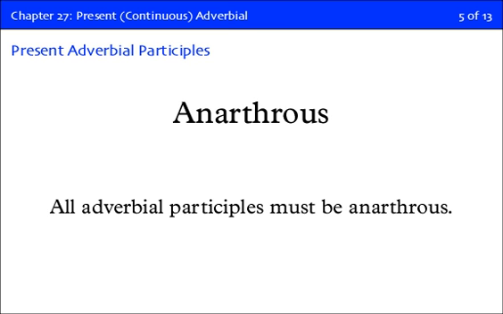The big clue, when you're just reading the New Testament and you come across a participle, is if it's anarthrous. What does that mean? If it is not immediately preceded by the definite article, it is probably adverbial. Let me say it a different way. All adverbial participles must be anarthrous. All adverbial participles must be anarthrous. It's impossible to have an adverbial participle with an article. Impossible.